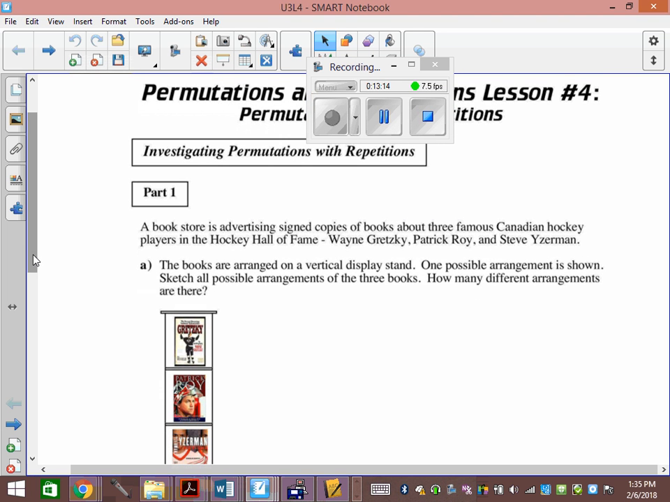So we have permutations with repetition. Up until now, we've done permutations, even words, that haven't had repeating letters in them, right? They've just been like kitchen and stuff like that, without repeating letters. Today's the day where that changes.